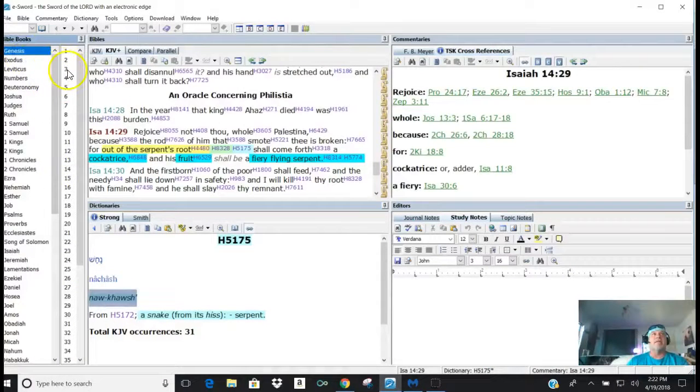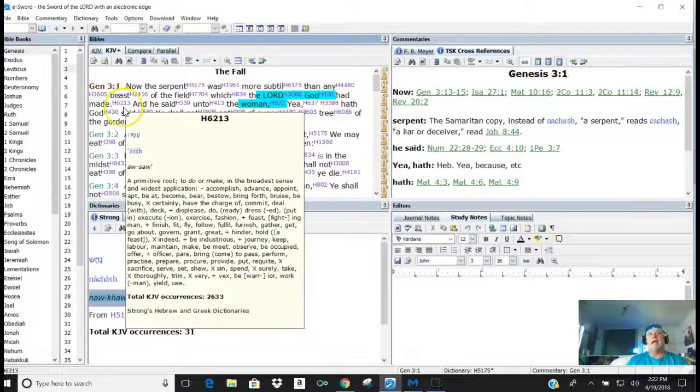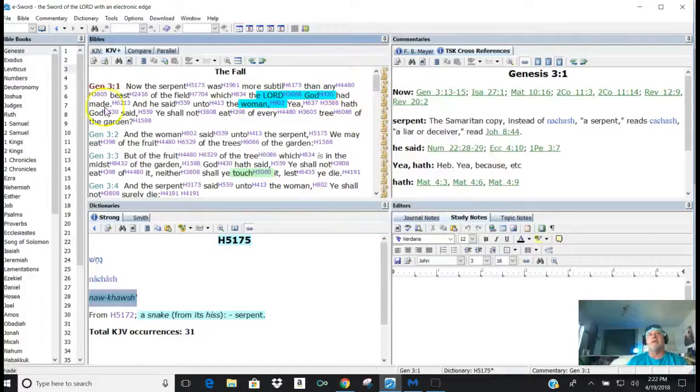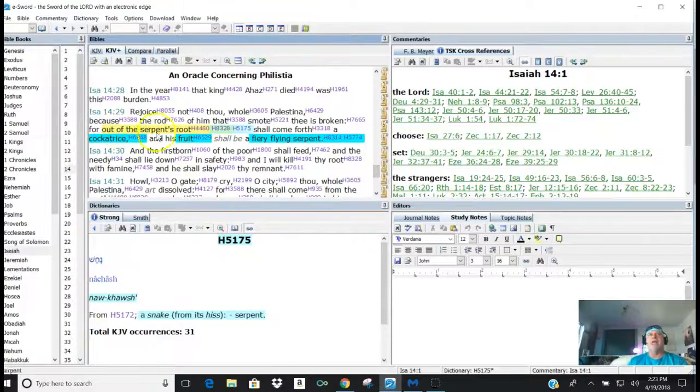Okay, so just to prove it, Genesis 3 real quick. And the Lord God had made, let's see, now the serpent was more subtle than any beast of the field. So let's highlight the word serpent. Here we go. Serpent, boom. What is it? It's nakash. See right there, snake from its hiss, nakash. Okay, now we'll go back to Isaiah 14 and we'll scroll down to verse 29 and go back to out of the serpent's root.